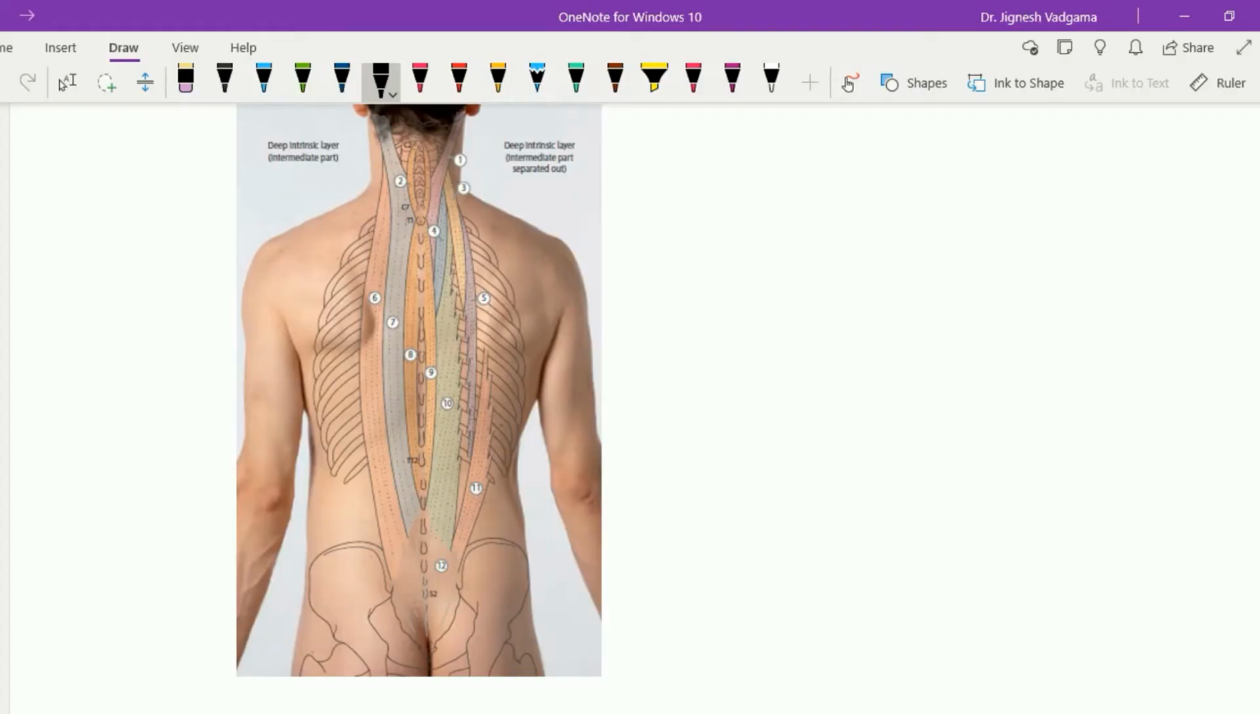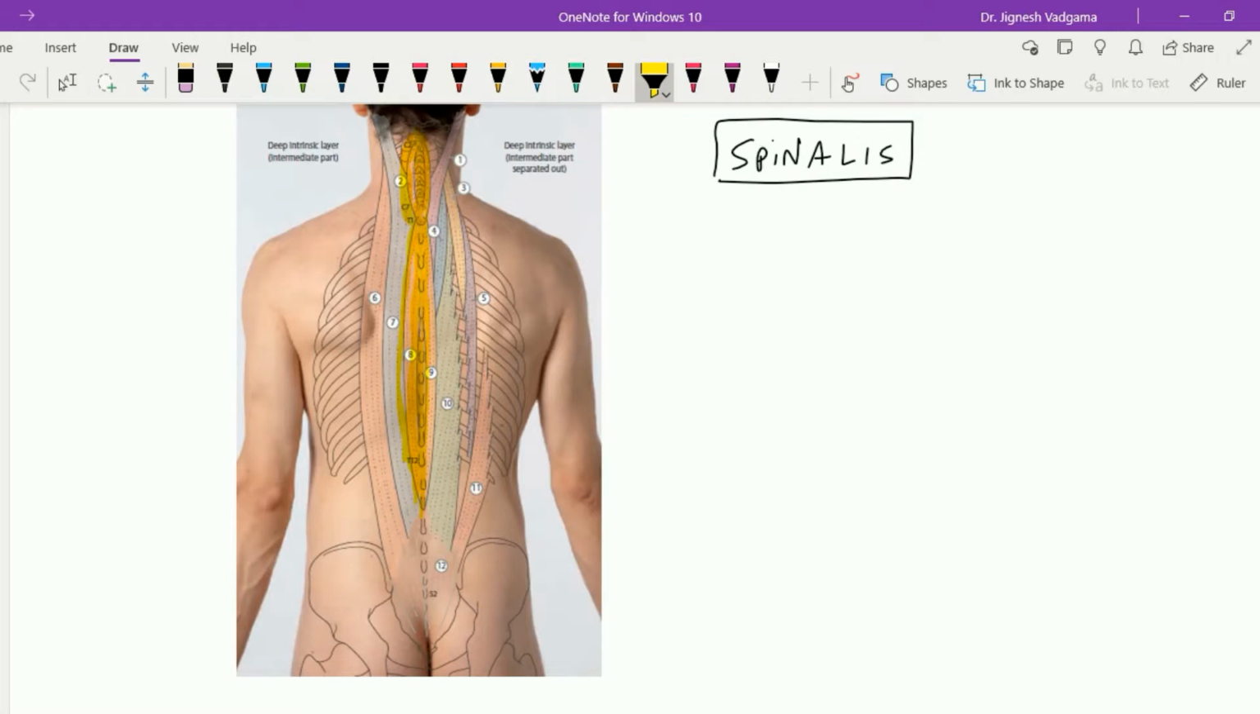Now let's see the spinalis part first. As we already discussed, the spinalis part is the most medial part of the erector spinae muscle, and in this figure we can appreciate that this portion is the most medial part, and this is the spinalis part that I have highlighted.